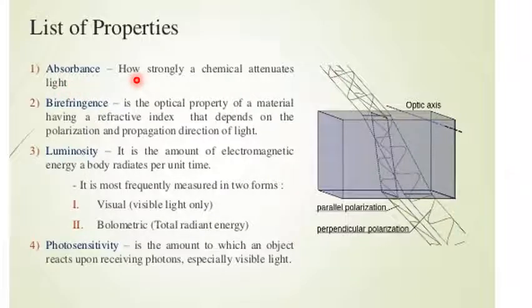When light falls on a substance, some portion of the light is absorbed and some portion of the light is emitted without absorption. The amount of light which is absorbed is related to absorbance. Absorbance is how strongly a chemical attenuates light. Attenuates light means it decreases its intensity because some portion of light is absorbed by the sample.